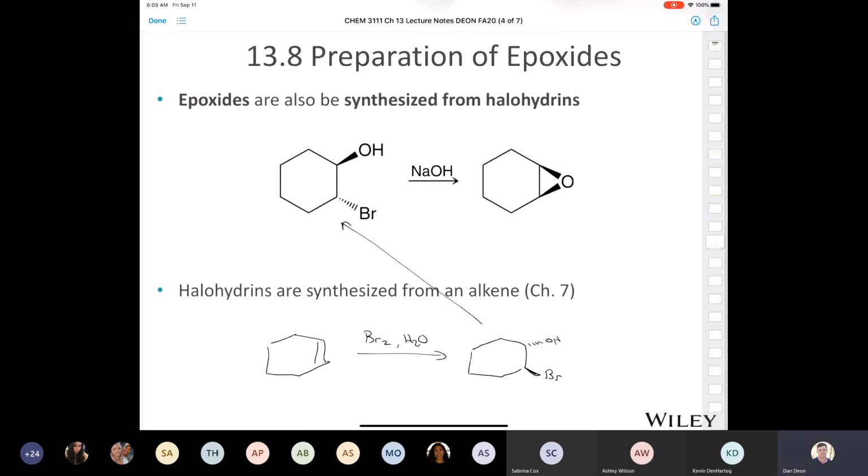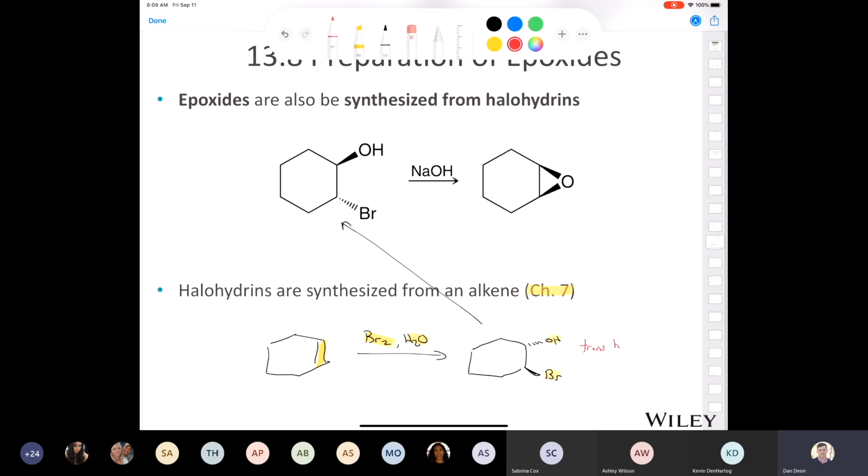Now, what else can we do with an epoxide? It says here that epoxides are also synthesized from halohydrins. A halohydrin synthesis is something we learned way back in chapter 7. If you take cyclohexene, like I have shown down here, we have an alkene, and we treat that with bromine and water at the same time. First, you form the bromonium ion as an intermediate, and then water comes in as a nucleophile, and you end up with this halohydrin. And you have to remember that the hydroxyl and the bromine are trans to each other. So we could even pencil that in here, trans to each other.